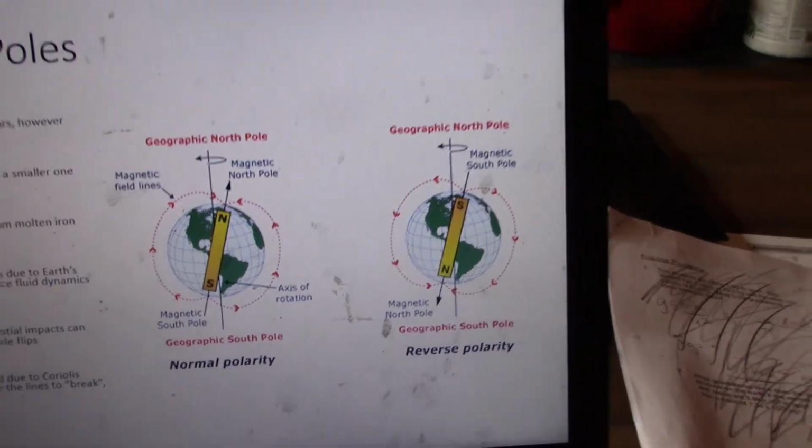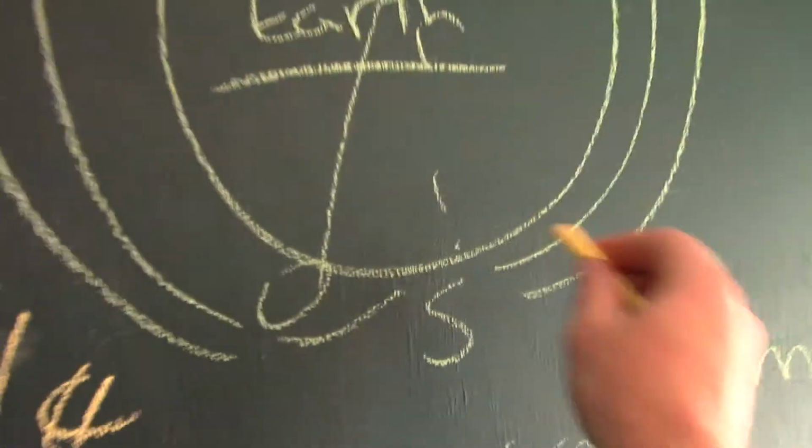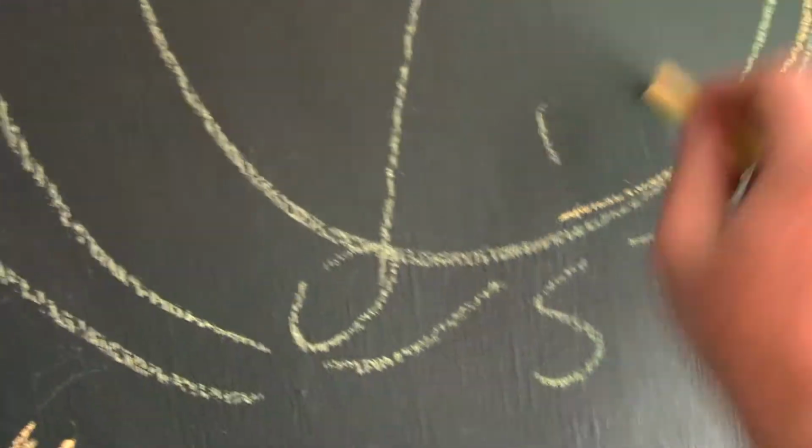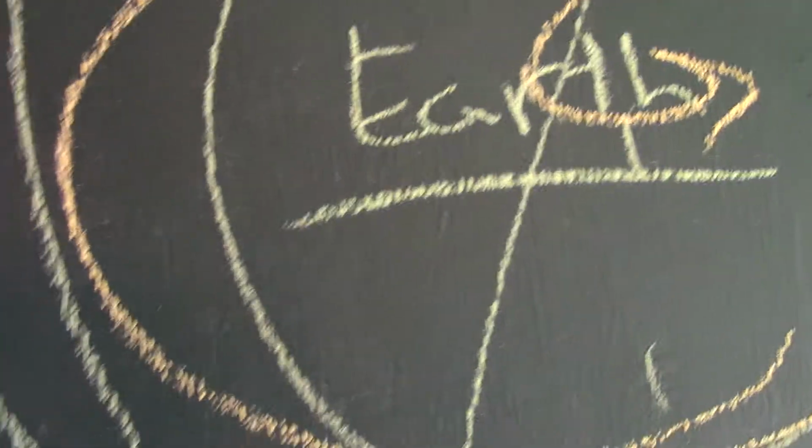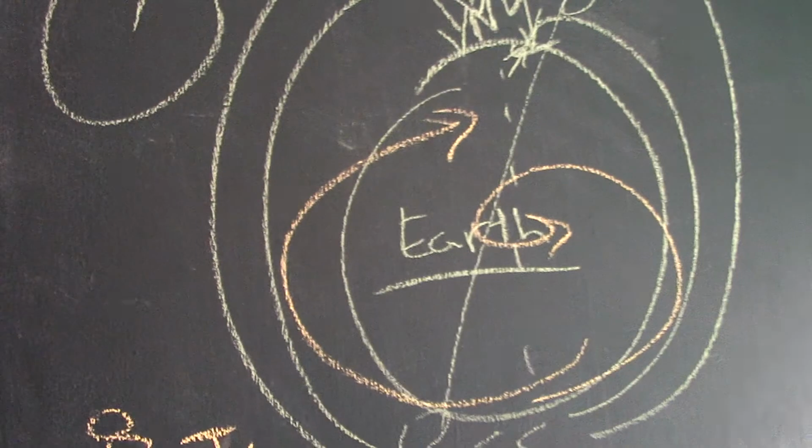So here's the deal though, Earth is always rotating. So these field lines can bend and twist and get messed up. Okay, and then the field lines break and then reform. This is kind of what happens on the sun when we get sunspots.